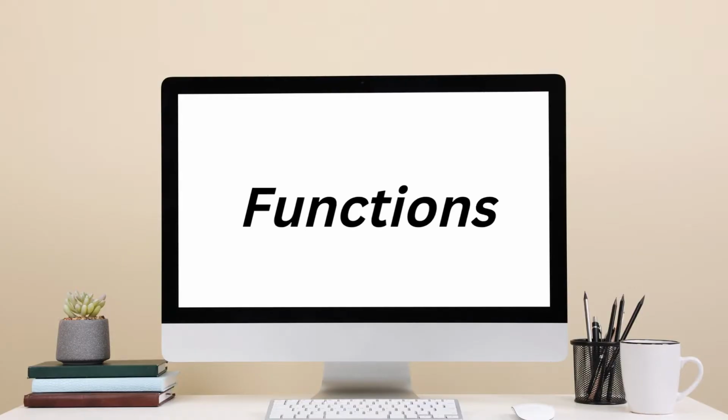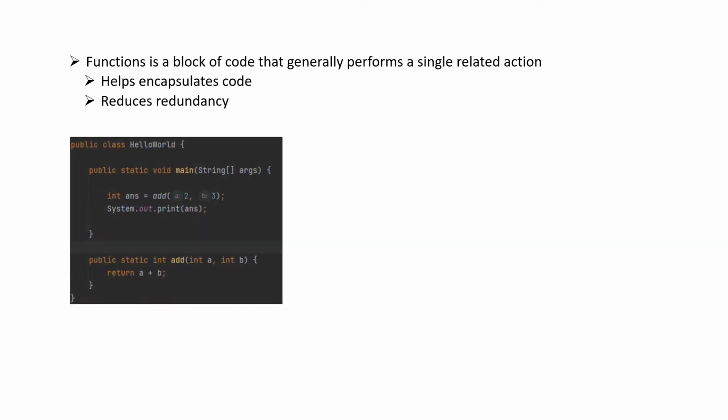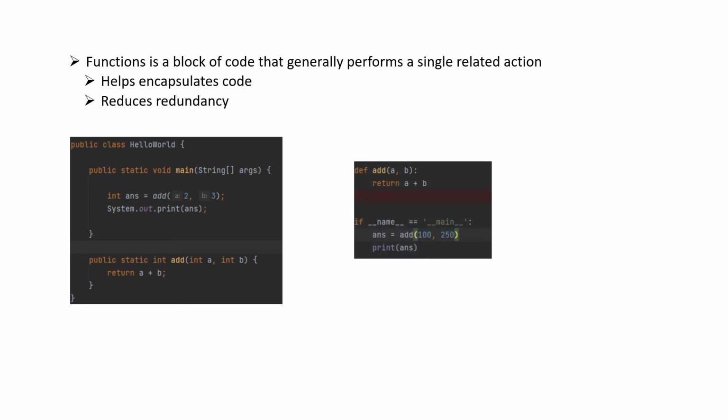Functions or methods basically help us organize code. They generally perform a single related action. It helps encapsulate code, meaning it hides away details from the end user or developer. It also helps reduce redundancy. If we're calling repeated code over and over again, we can wrap that into a function. Here's a small example of a function that adds two numbers, both in Java on the left-hand side and Python on the right-hand side. Again, I'll be diving into detail in a separate video on the importance of functions and how to write them.